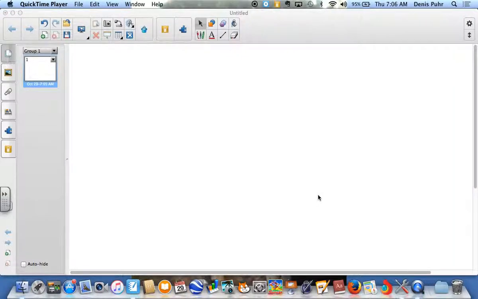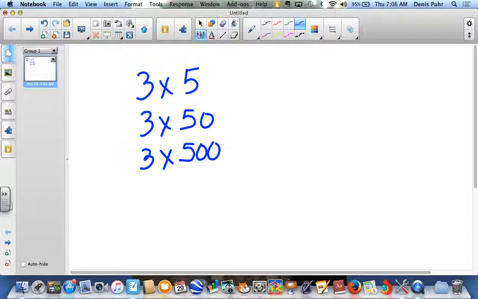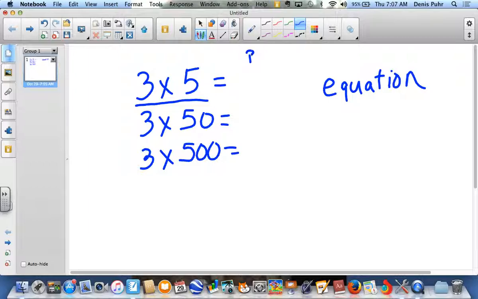Okay, let's review for our upcoming test. First of all, you're going to have to do problems like this. Okay, these are called equations. If they have a left side, notice there are two factors here, and then the product, or the answer to a multiplication, goes on the right side. Again, an equation has a left side and a right side.